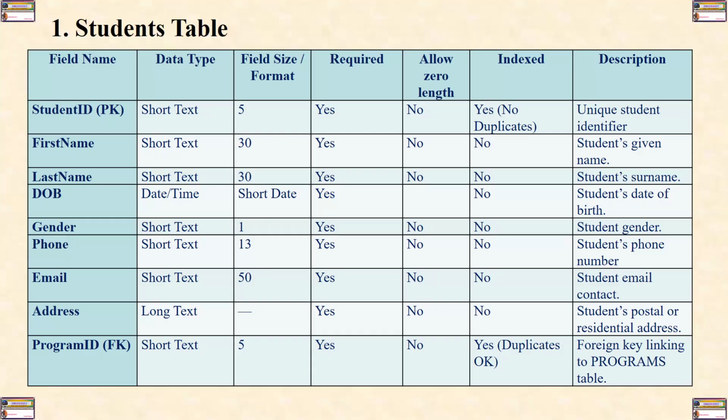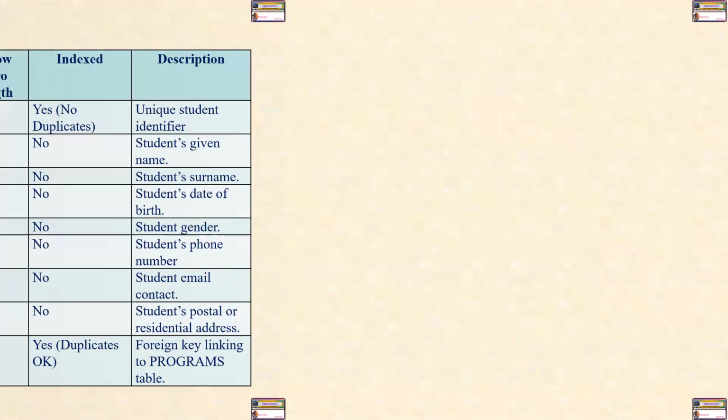Now, the other property is indexed. Do you want to index student ID, first name, etc.? You can see we are going to index our student ID, so we are going to click on yes, no duplicates. The rest are not indexed, but you're also going to index the program ID. Now for the description, you just type some information to guide the person who is doing the data entry to know what is required. The description is not mandatory, but it is important.